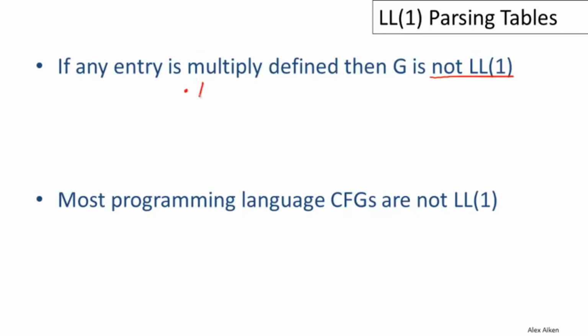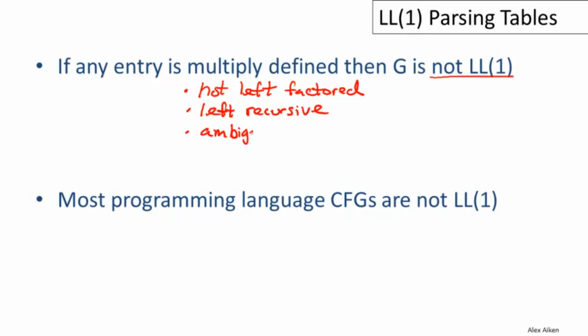And what are some of those? Well, any grammar that is not left factored will not be LL1. Any grammar that is left recursive will not be LL1. And any grammar that is ambiguous is also guaranteed to not be LL1. But this is not an exhaustive list. Other grammars are not LL1 too. In particular, if a grammar required more than one token of look ahead, it would not be LL1. But even that isn't a complete list. There are even grammars beyond that that are not going to be LL1.